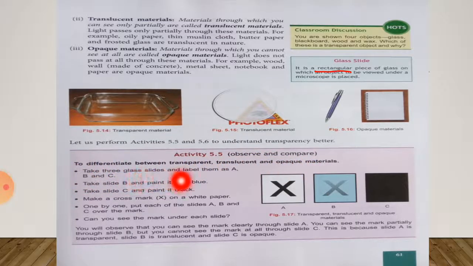Take 3 glass slides and label them as A, B and C, like this. Now take slide B and paint it light blue. Now take slide C and paint it black.